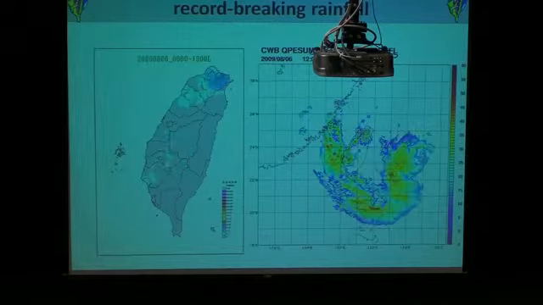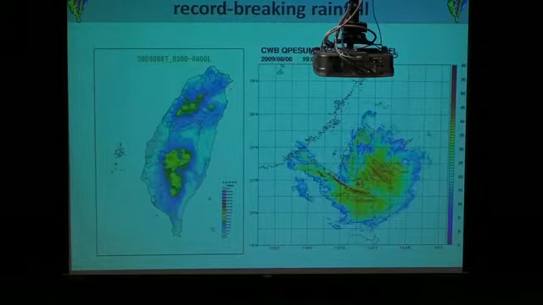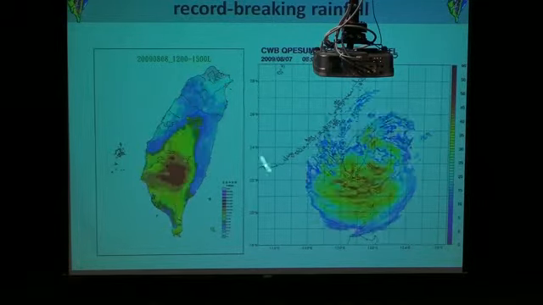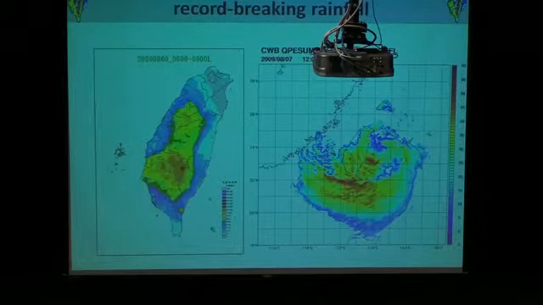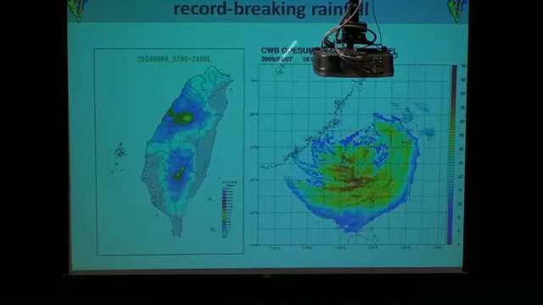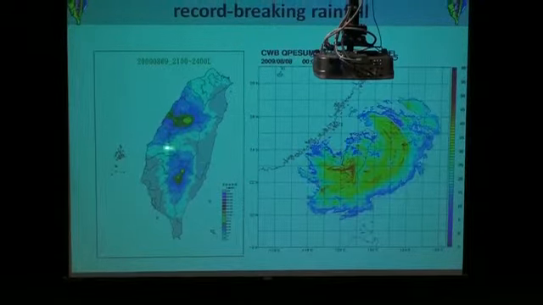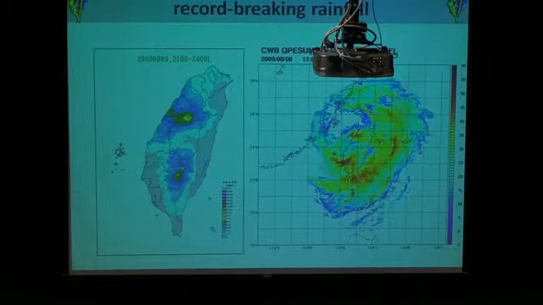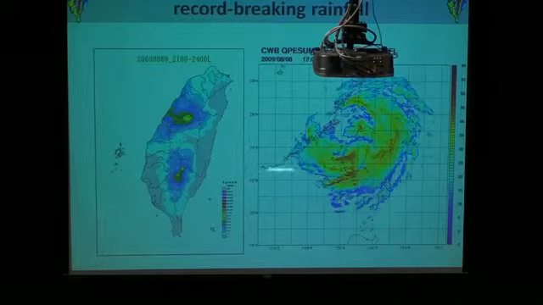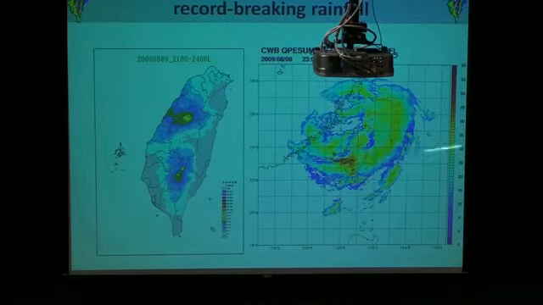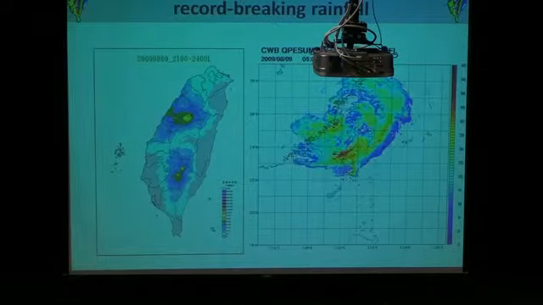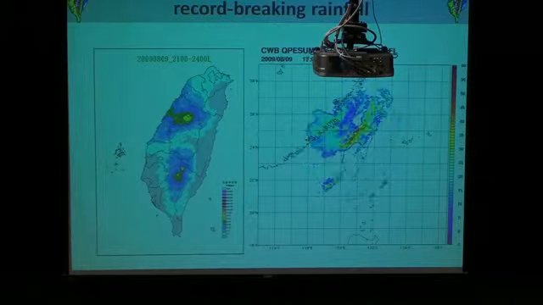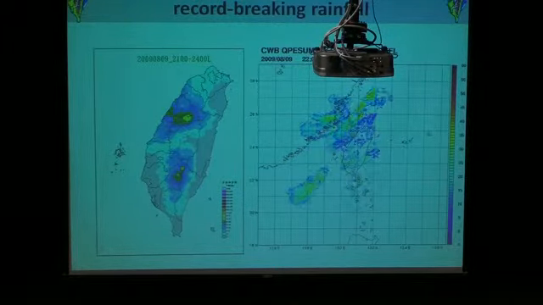Then let me talk a little bit more about this long duration and record-breaking rainfall. When Morakot was approaching Taiwan, for example on the 6th of August, we have rainfall over northern Taiwan. Then when it comes into Taiwan, the rain band comes southward. And by the 8th of August, here you see an almost stationary rain band near southern Taiwan, and on this particular day it produced a huge amount of rainfall continuously, and that's why it caused so much damage.